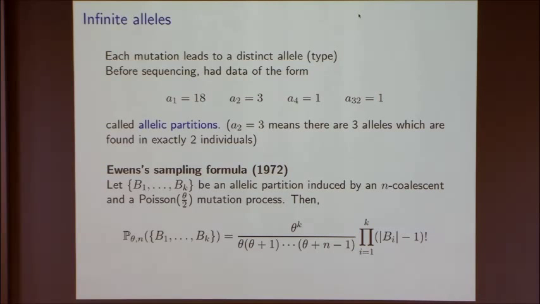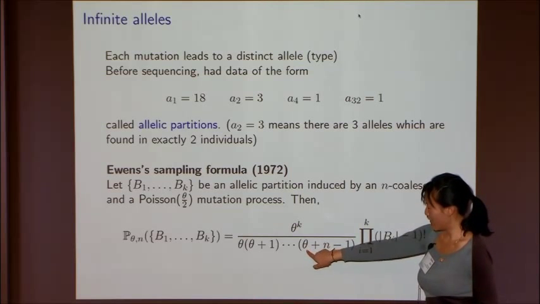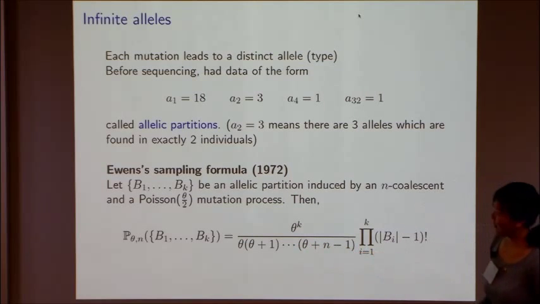And this was touched on in Monty's talk, which was you can calculate the distribution on these allelic partitions using Ewens sampling formula. Ewens sampling formula came before Kingman's coalescent, but you can use Kingman's coalescent to give another derivation of Ewens sampling formula. And I put this up mainly because you can see here theta appears nicely this way, so that's why typically you say the mutation process is Poisson rate theta over 2.